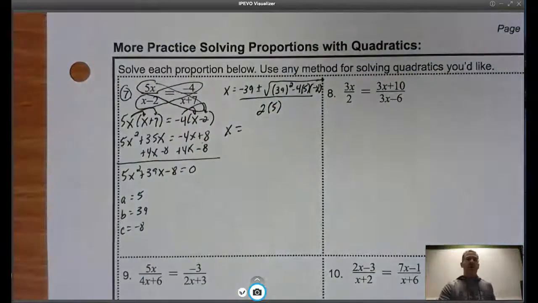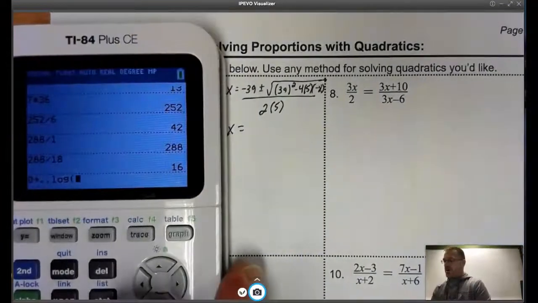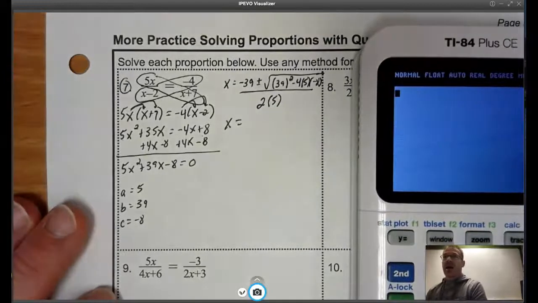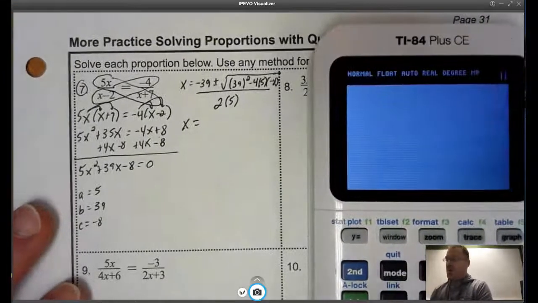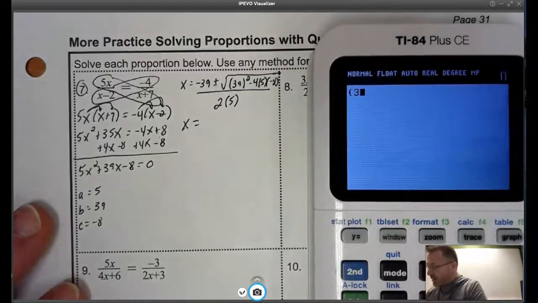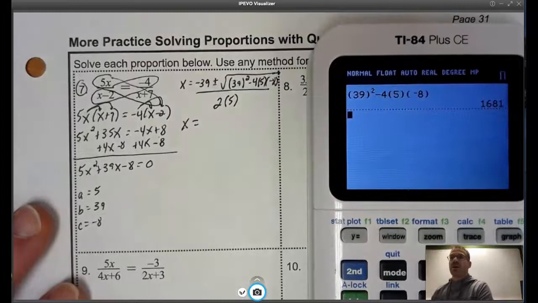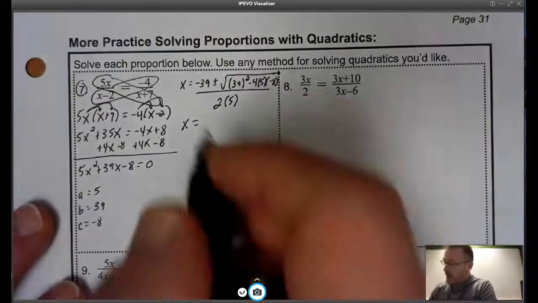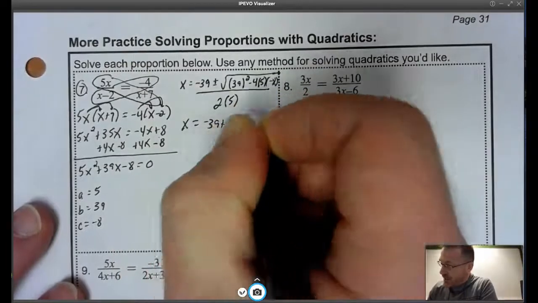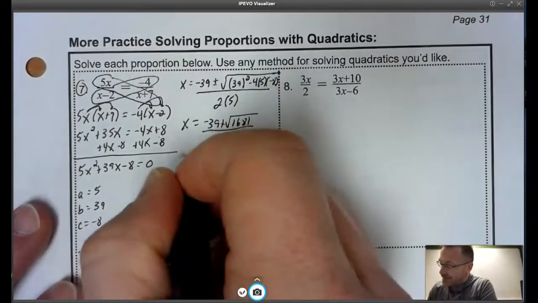I'm going to pause the video here and grab my calculator. All right, so I am back. I had my calculator in my backpack, had to grab that. So now I'm going to just put all of this into my calculator, including the parentheses. So 39 squared minus 4 times 5 times negative 8. And that gives me what's under my square root radical, so 1681. So negative 39 plus the square root of 1681, and that's all divided by 10.